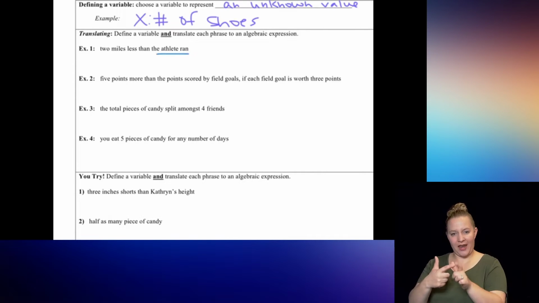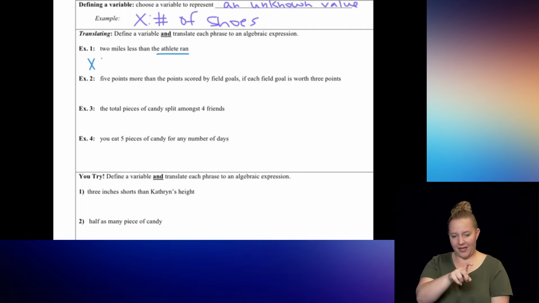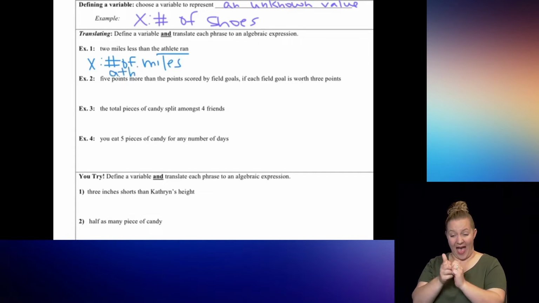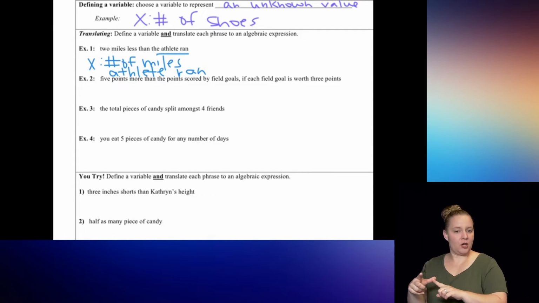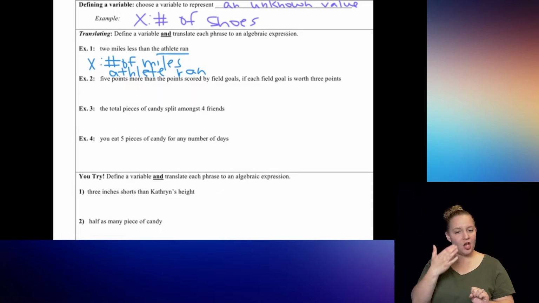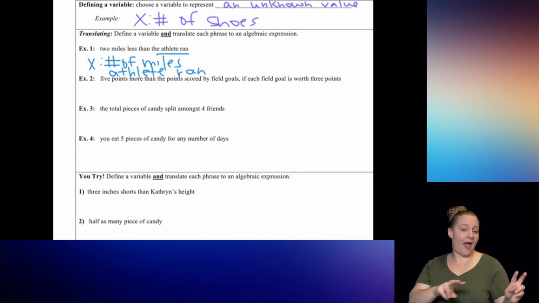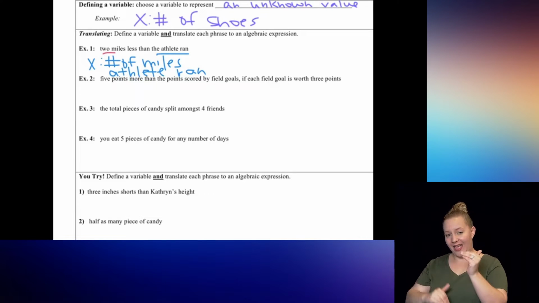I don't know how much they ran, so I'm going to say x represents the number of miles the athlete ran. And notice I didn't just say athlete ran, because you need to show your teacher that you understand what it is that you're trying to designate that variable as. So I don't know how many miles the athlete ran, but I know that I can use a variable to represent that unknown value.